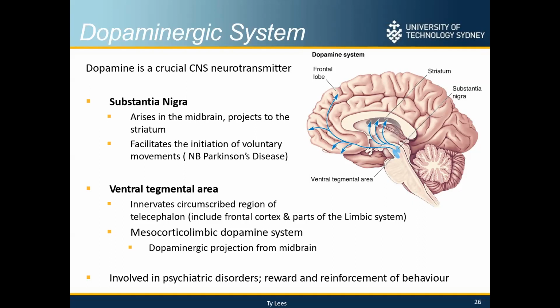The other area is the ventral tegmental area, which extends to the telencephalon or the cerebrum. The dopamine system is important in the activation of the reward system, and this can be demonstrated in cases where we have specific addictions that drive our behavior, such as alcoholism and gambling addiction, as examples.